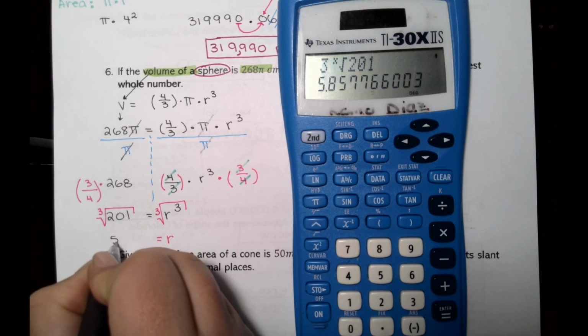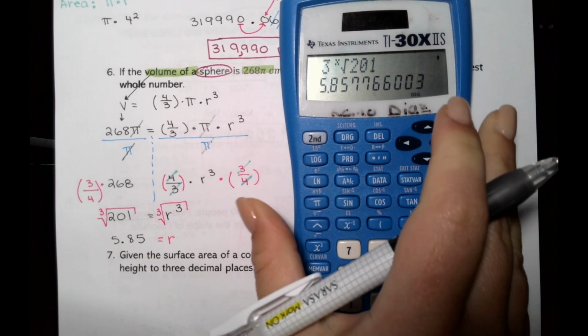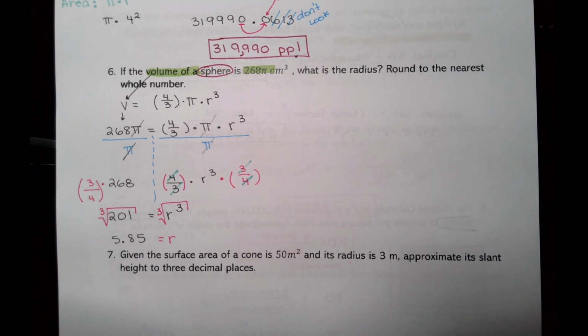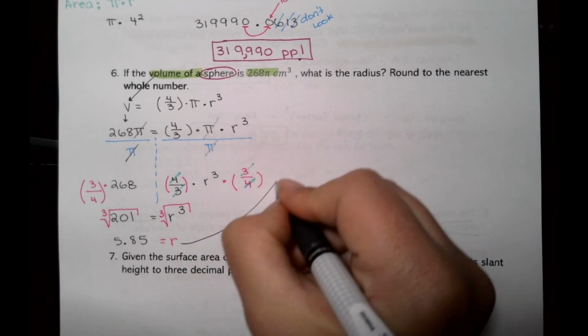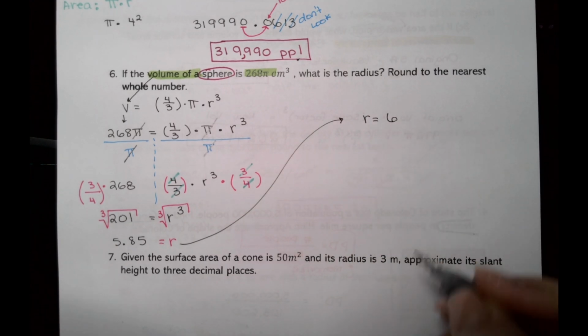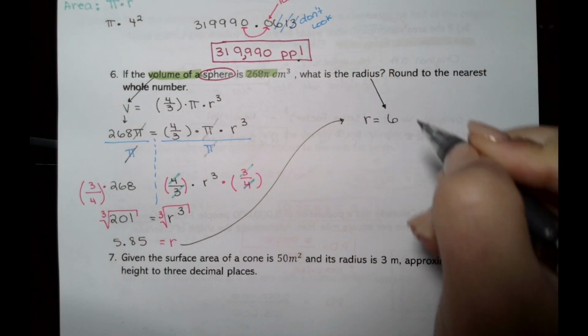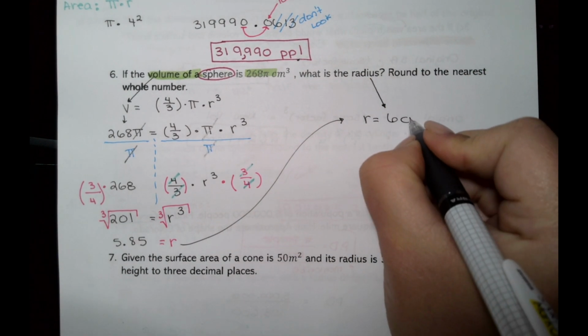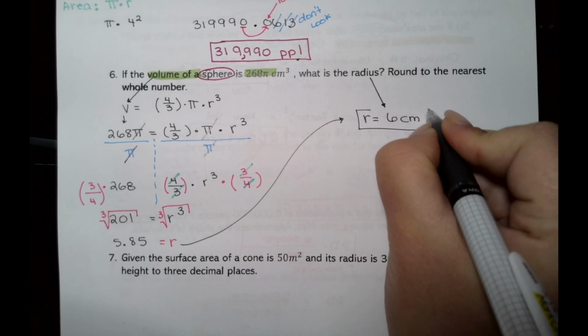we have 5.85. Now it is asking you to round to the nearest whole number, so that means we are rounding to 6. Now what are we trying to solve for? Radius. Radius is a singular, so that means our units are just centimeters.